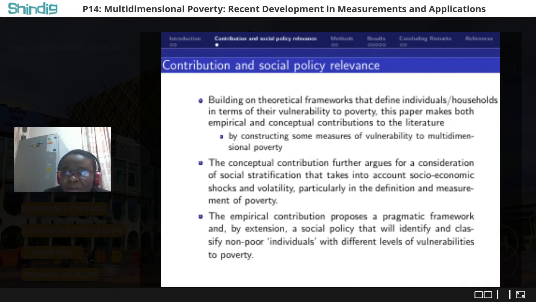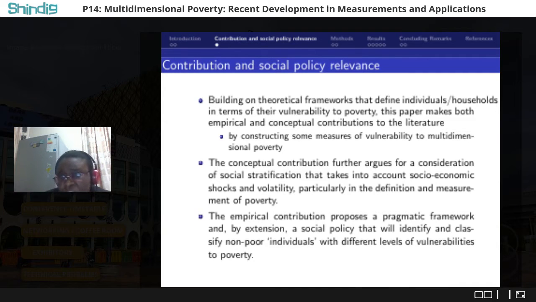Yeah, so building on the existing theoretical framework, I define individuals or households that are vulnerable as those that are below the middle income, that is, above the poverty threshold, which is mostly determined by researchers, just like in the case of multidimensional poverty. So this makes both empirical and conceptual contributions to the literature by constructing some measures of vulnerability to multidimensional poverty.